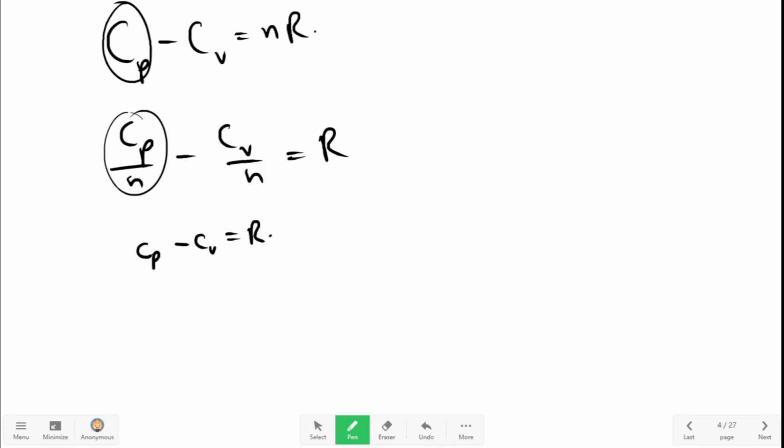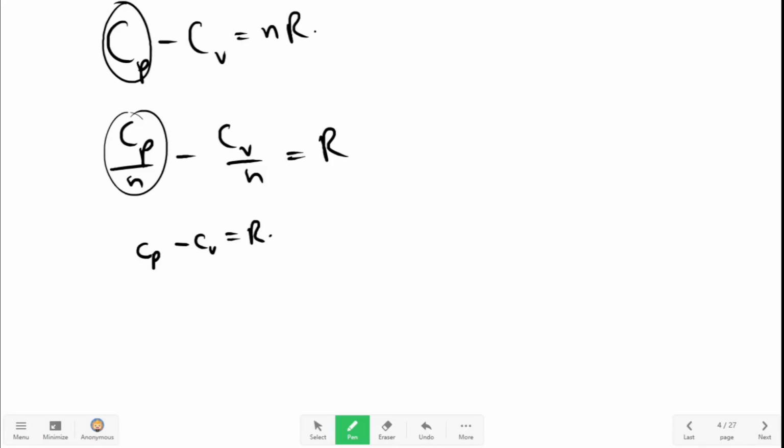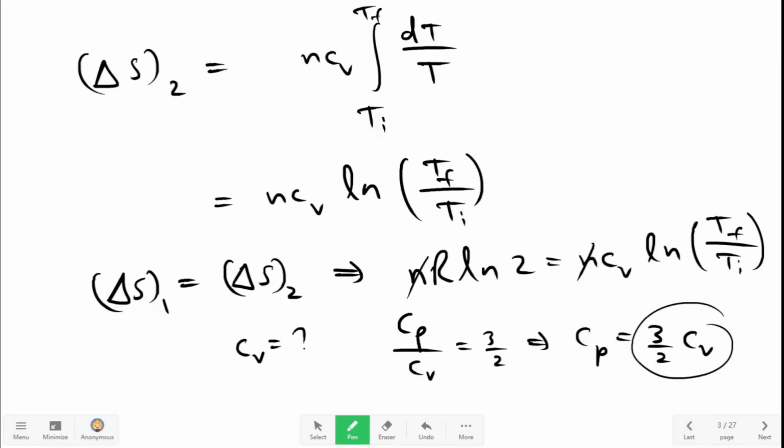Now Cp is found to be equal to 3 by 2 Cv. 3 by 2 Cv minus Cv is equal to R. This implies 1 by 2 Cv is equal to R, which means Cv is equal to 2R. Cv is equal to 2R is substituted in this equation here.